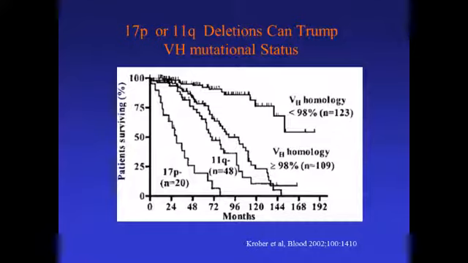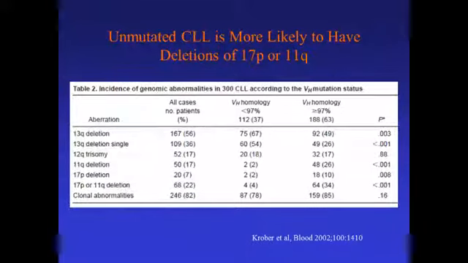I wish the pointer would work. The top line basically shows the cases that have neither 17p nor 11q deletions and they're mutated. The one down below just shows the mutated cases. So the 11q deleted cases, whether they're mutated or not, do as poorly as the unmutated. So the bottom line is you have to use cytogenetics in conjunction with mutational status to interpret what's going on.